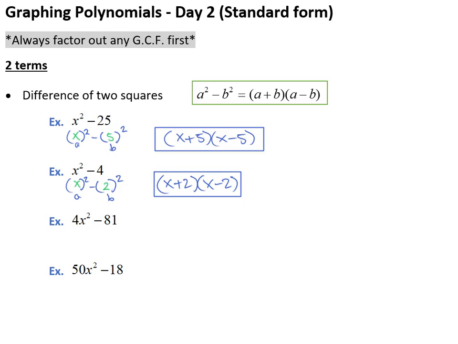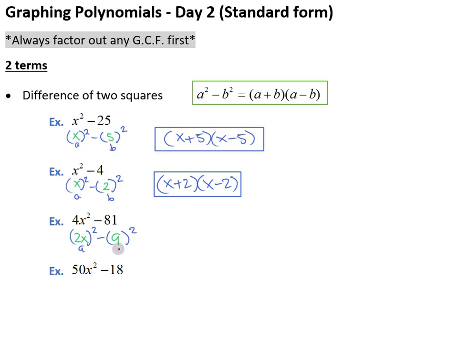Okay, now our next one gets a little trickier. 81 is a perfect square. That's 9 times 9. 4 I know is a perfect square, and so is x squared. So we can actually still write that term as something times itself twice. So 2x times 2x, right? 2 times 2 would give me 4. x times x would give me x squared. 2x times itself twice is 4x squared. And of course, 9 times 9 is 81.